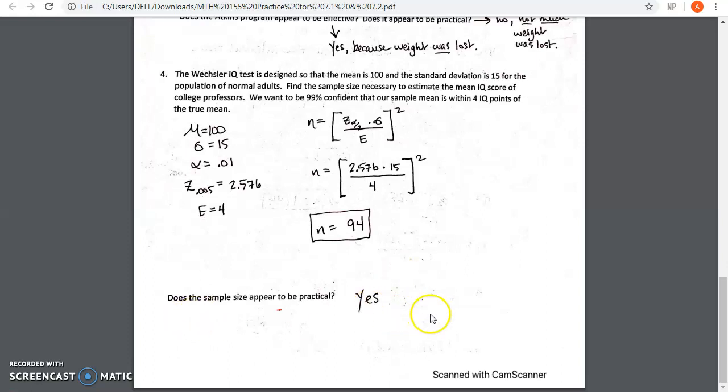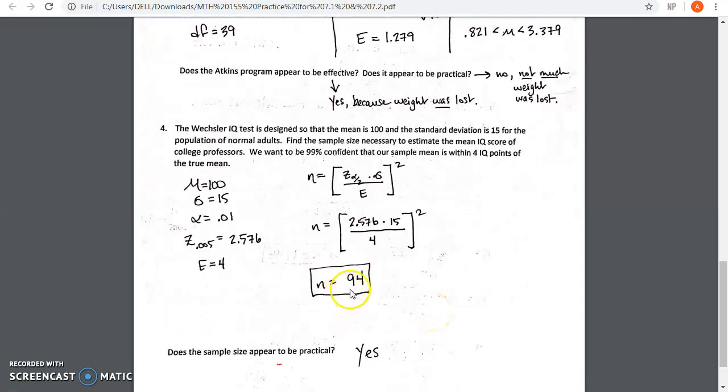It asks, does that sample size appear to be practical? Could we round up 94 college professors for our survey? Certainly we could, so we would say yes on that. There's not a way of doing this on StatCrunch other than getting just the z critical score, but you just have to crunch through the formula here to get these sample sizes.